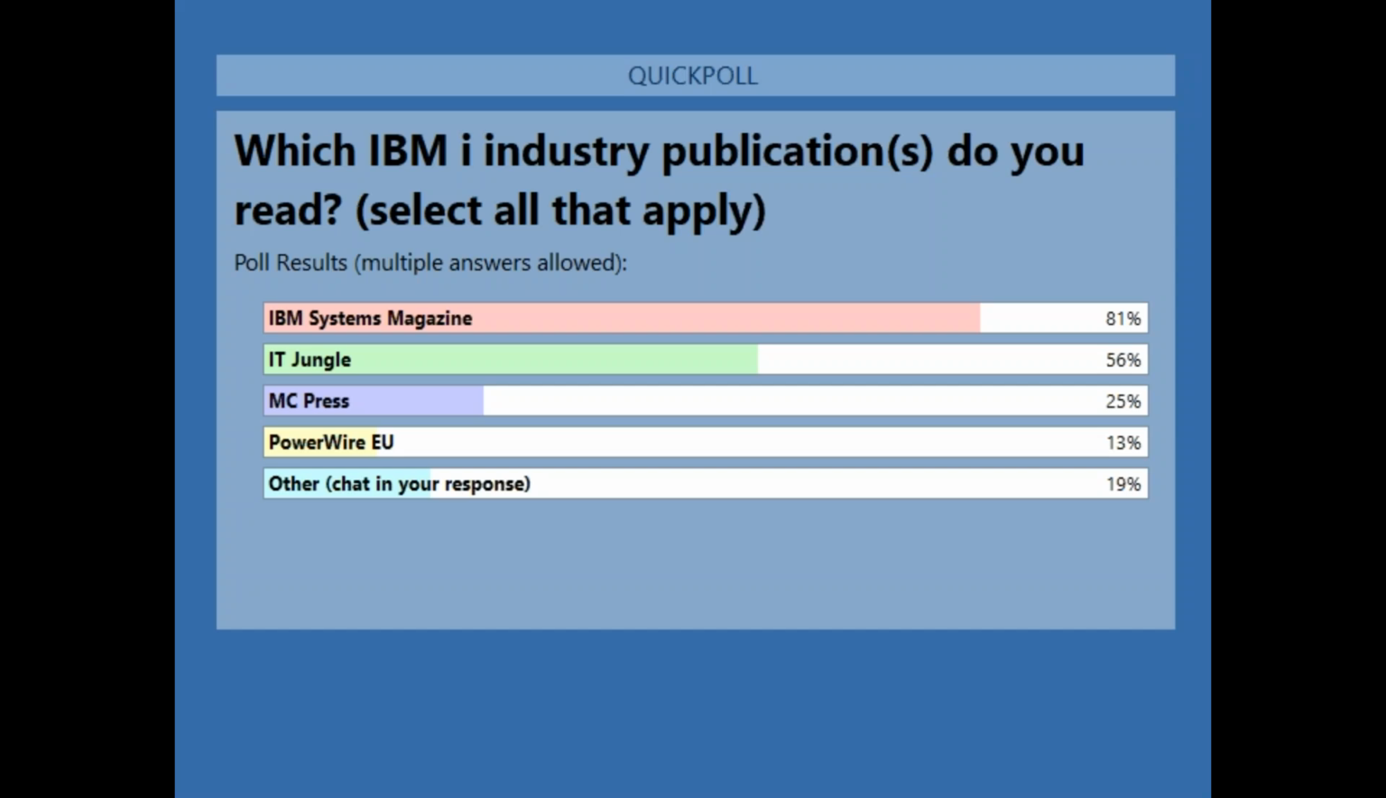Mid-range mailing list, Christopher mentioned that, and something called volubus.fr, so a French website, volubus.fr. So it looks like IBM Systems Magazine came out on top. The electronic version, no doubt, most people read that, and IT Jungle came out on top. Awesome. Thank you, Chuck. Let's move on to our next topic here.